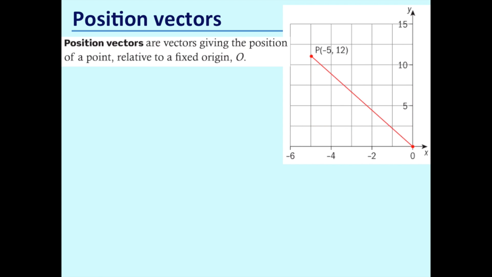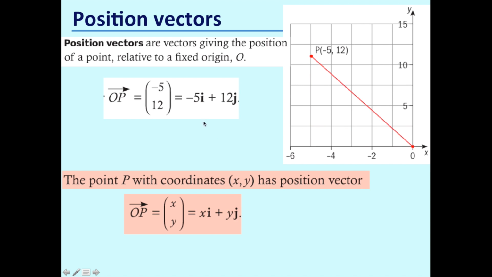Position vectors then, so this is just the position of a vector relative to the origin. So here I've got a vector at the position negative 5, 12 relative to the origin. And I can also express that using unit vectors i and j.